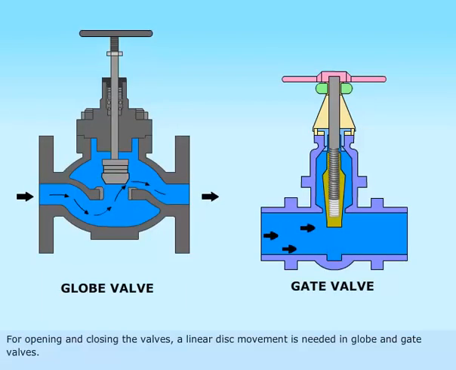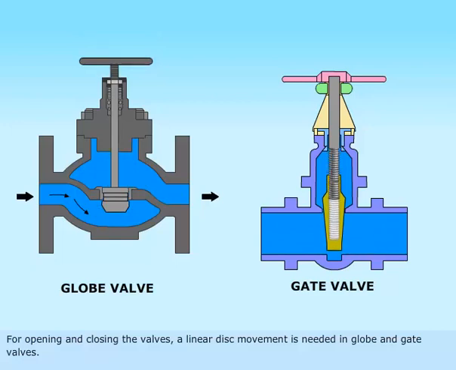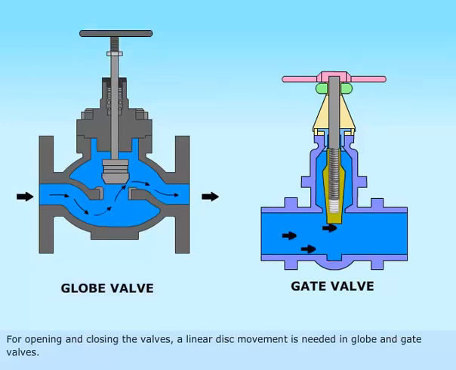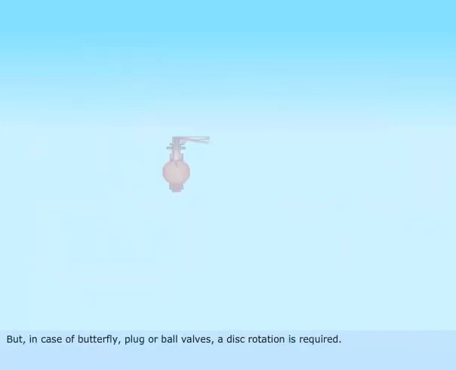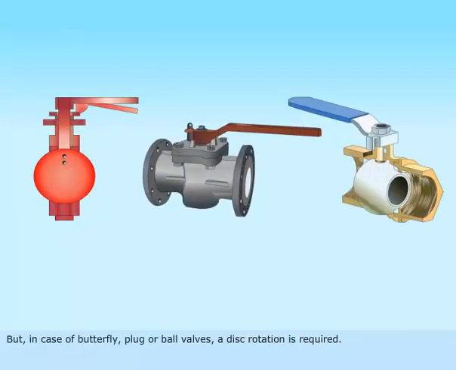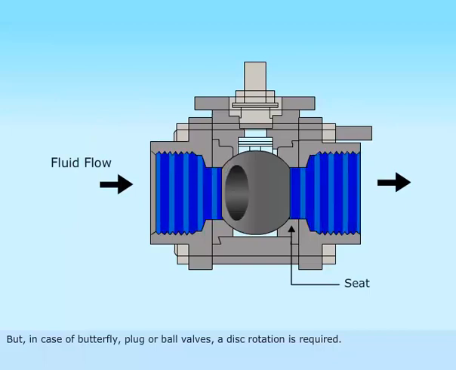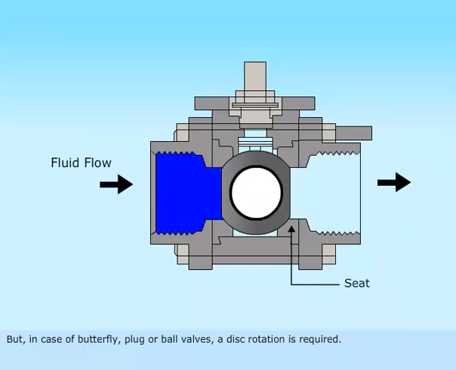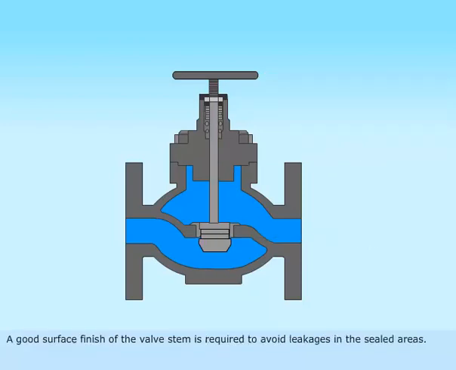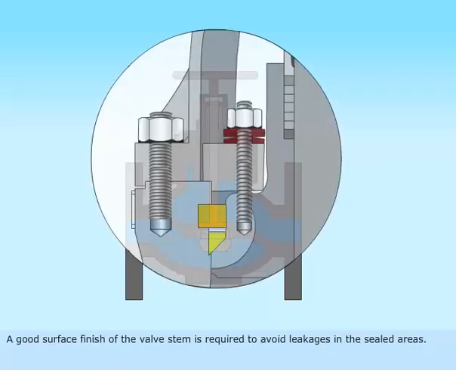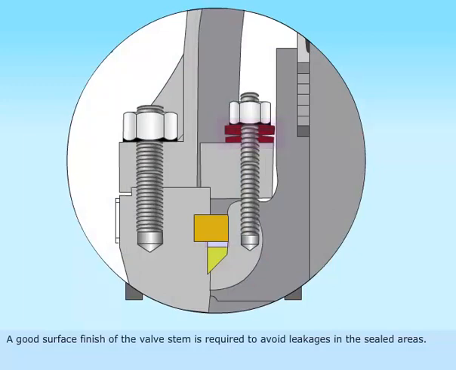For opening and closing the valves, a linear disc movement is needed in globe and gate valves. But in case of butterfly, plug, or ball valves, a disc rotation is required. Using threaded or other techniques, the valve stem is connected to the disc after forging. A good surface finish of the valve stem is required to avoid leakages in the sealed areas.